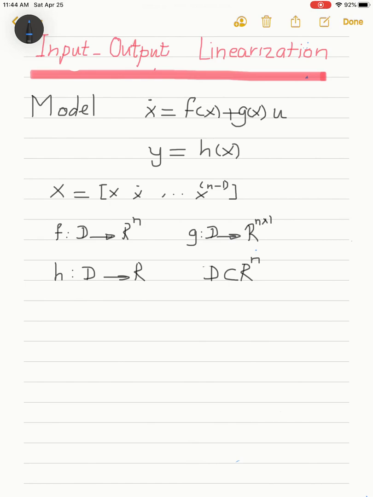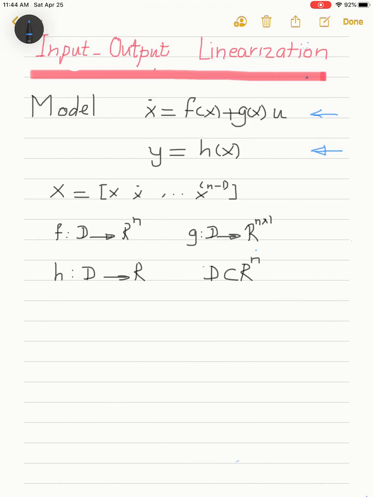The model we are going to consider will be composed of two equations, the state variable equations and the output equation. The state variable equation will include x as a state vector, and x is composed of x, x dot, up to the (n minus 1)th derivative of x.